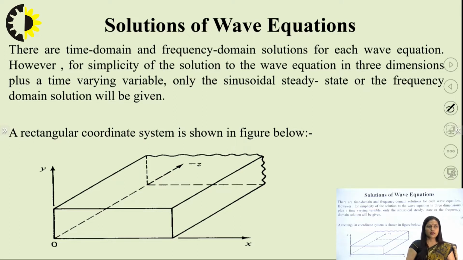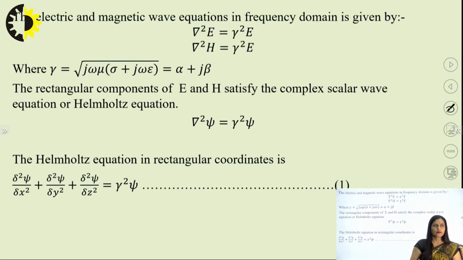So here in the figure we show the rectangular coordinate system. Here X direction, Y direction and Z direction. Here the signal is propagating in the Z direction. This is your rectangular coordinate, and here we have placed one rectangular waveguide, right.